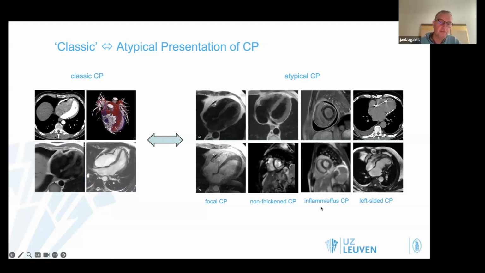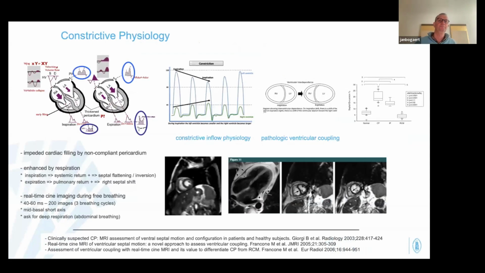And then we have the conditions with inflammatory effusive pericarditis, and because of the decreased compliance, the filling may also be impeded. In these stages, where you have a lot of inflammation, these patients should definitely, in the first step, be treated with optimized anti-inflammatory treatment and not be directly sent to the cardiac surgeon. And finally, whereas mostly the right part of the pericardium is involved, you also have the left-sided forms, such as you can see here, and it's really constricting the lateral part of the left ventricle.